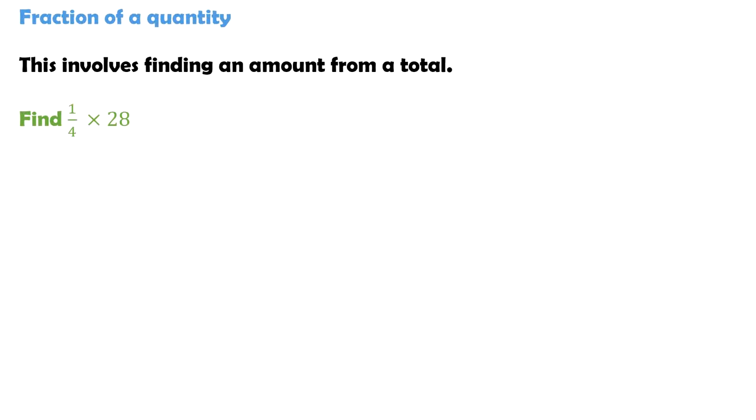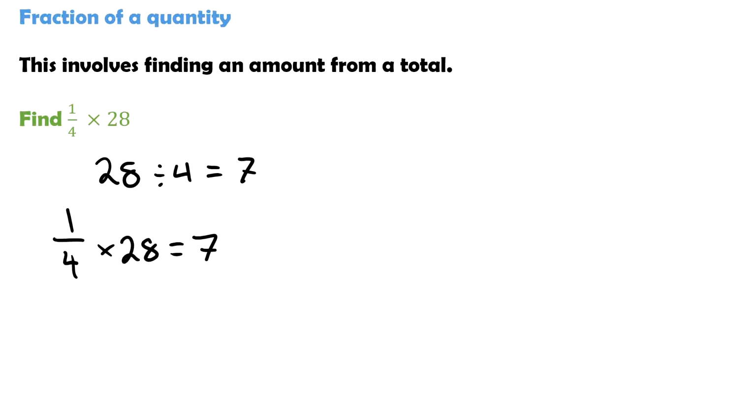When you have a 1 on top, that's the numerator, and the 4 on the bottom is the denominator. All you need to do to find this answer is 28 divided by 4. So 28 divided by 4 equals 7, and that's the same as having a quarter times 28. So you divide by the denominator, which is the bottom number.